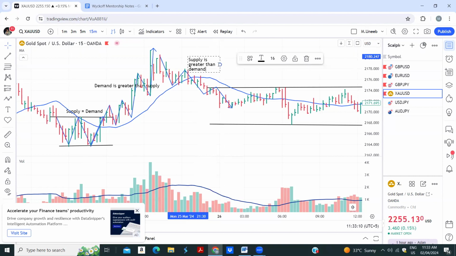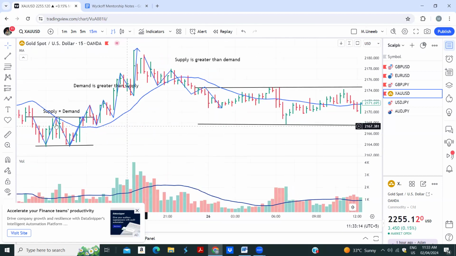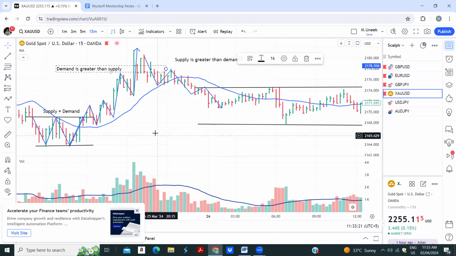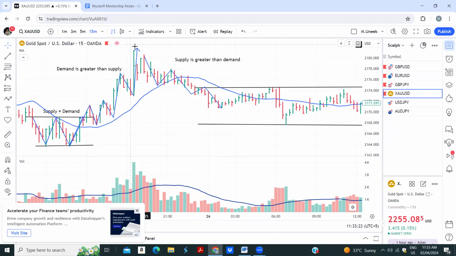Okay. So whenever the supply is greater than demand, the price moves down. Whenever the supply is equal to demand, the price moves in equilibrium or in a range. Whenever demand is greater than supply, then the price moves up. And whenever the supply is greater than demand, then the price moves down, as you can see from this situation.